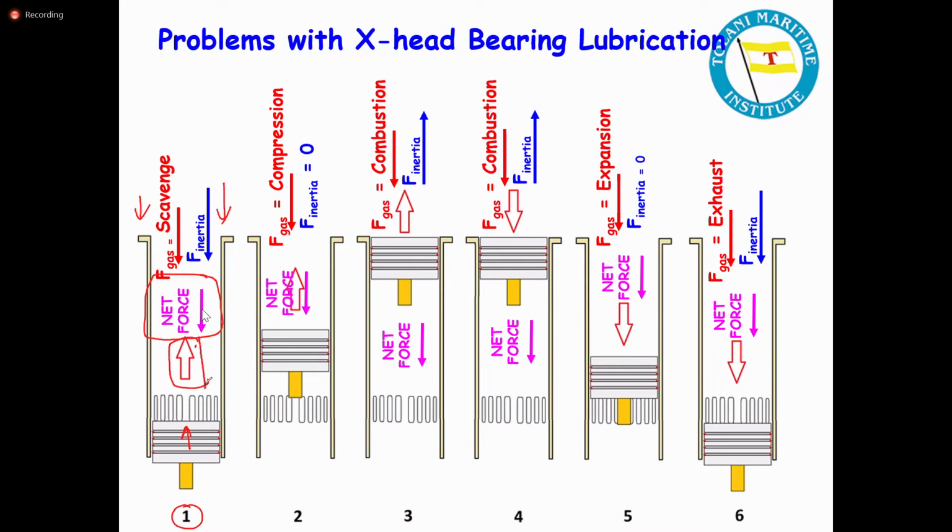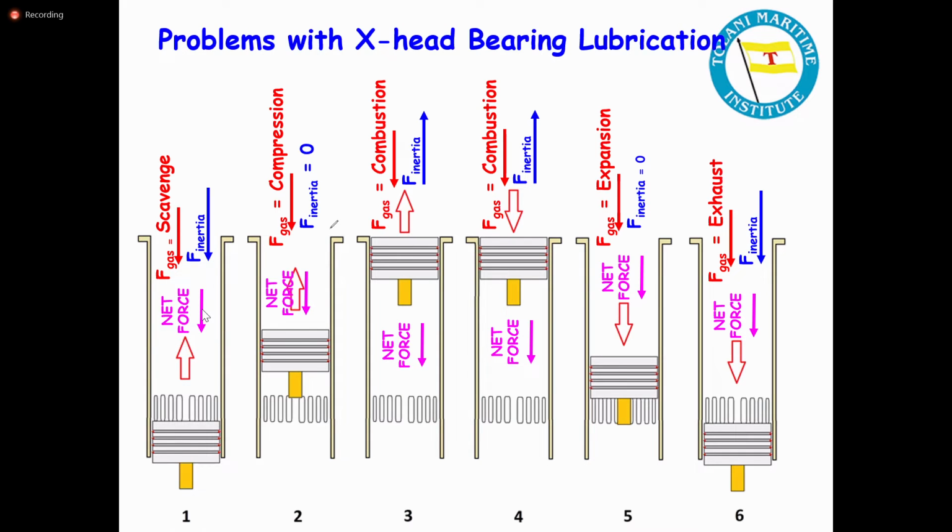ये this one is for the piston movement. So please don't get confused. This hollow sign is for piston movement. The piston movement का sign है. Net force purple. All is net force downwards only. So this is the first condition.